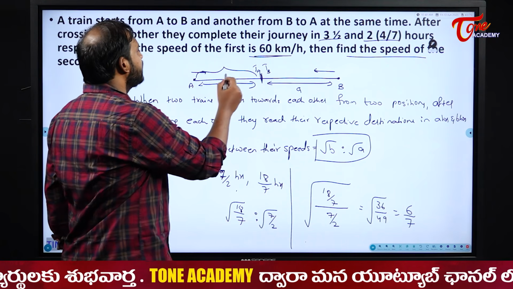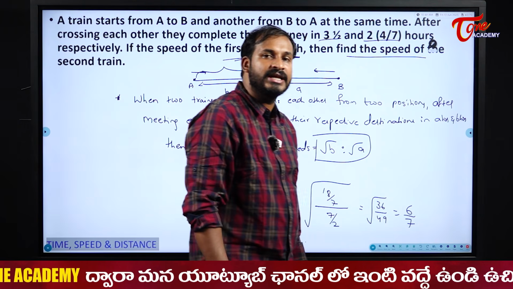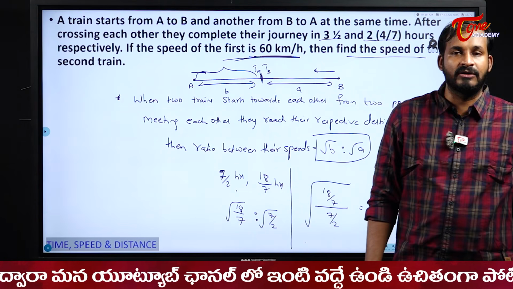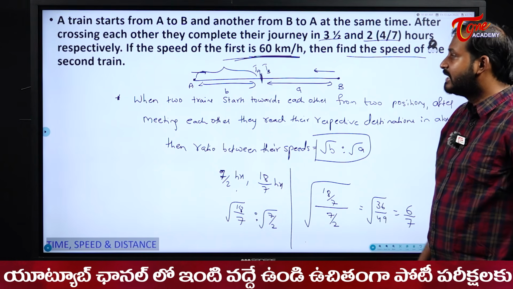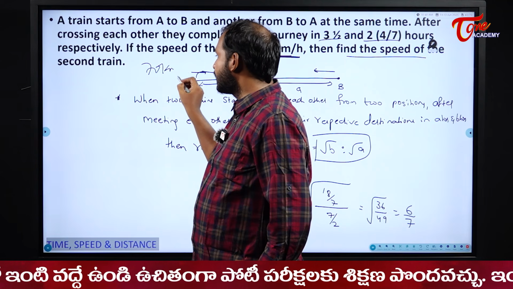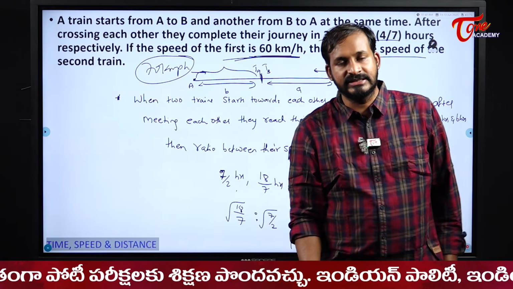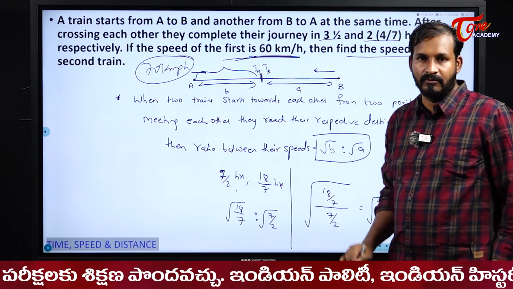Now they are telling that the first train speed is 60 kmph. Now tell me what will be the second train's speed? Second train speed will be equal to 70 kmph. Okay, this is a standard formula. Please remember this one formula here.